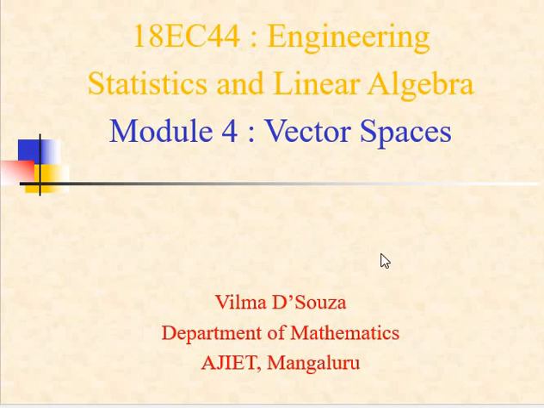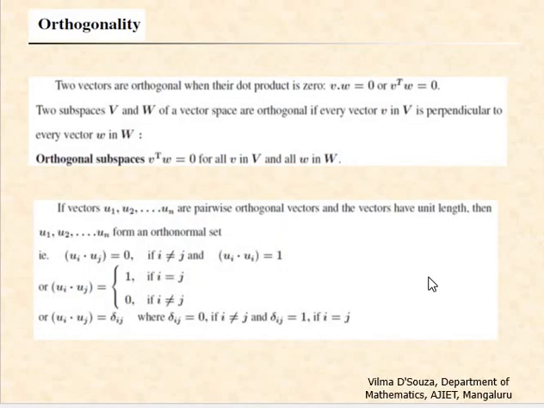Welcome you all to the continuation of the video session on Module 4, Vector Spaces, of the subject 18EC44 Engineering Statistics and Linear Algebra. Today in this video session, first I am going to discuss orthogonality. As you already know, two vectors are orthogonal when their dot product is 0, right?